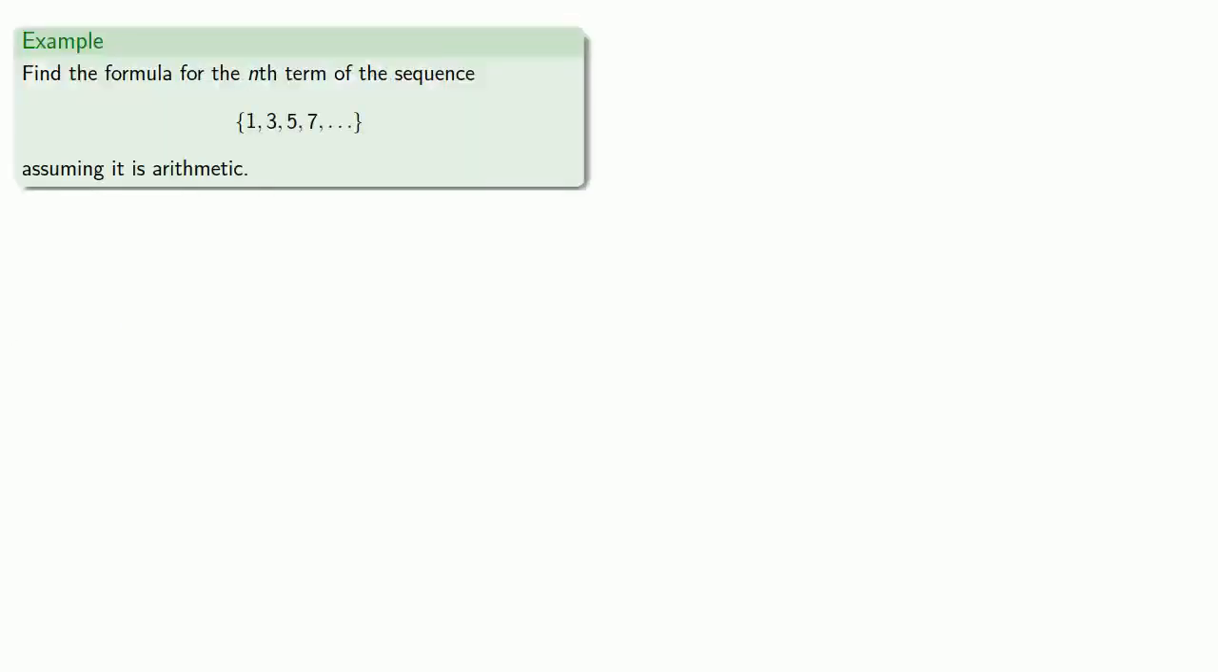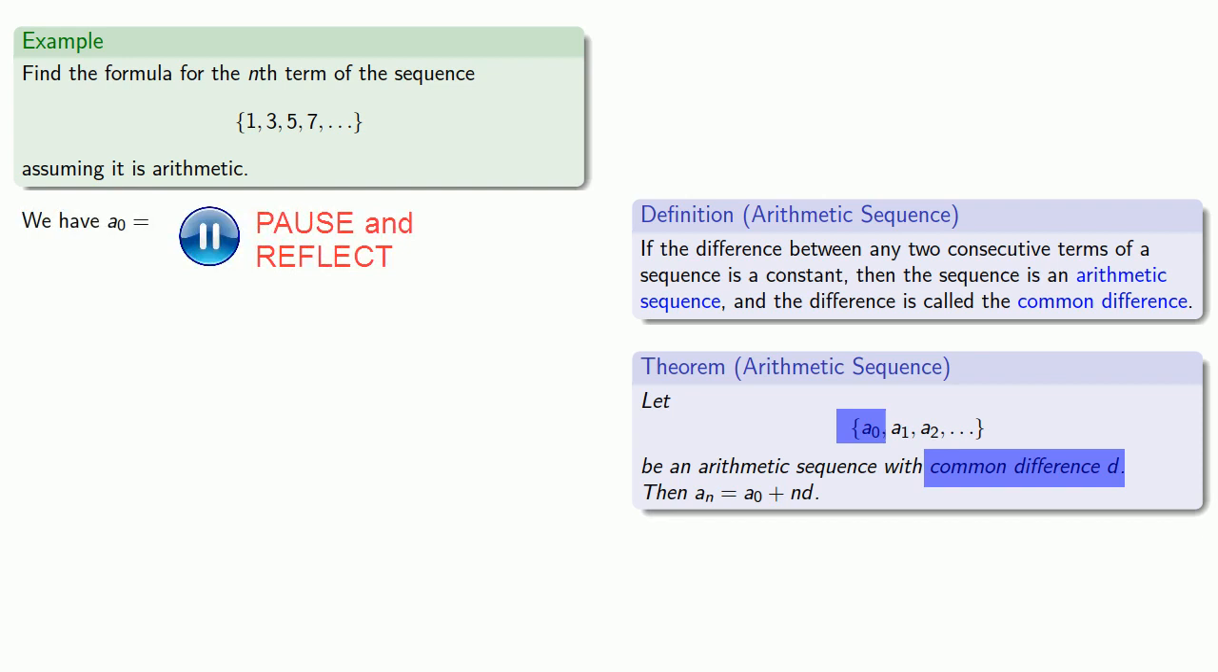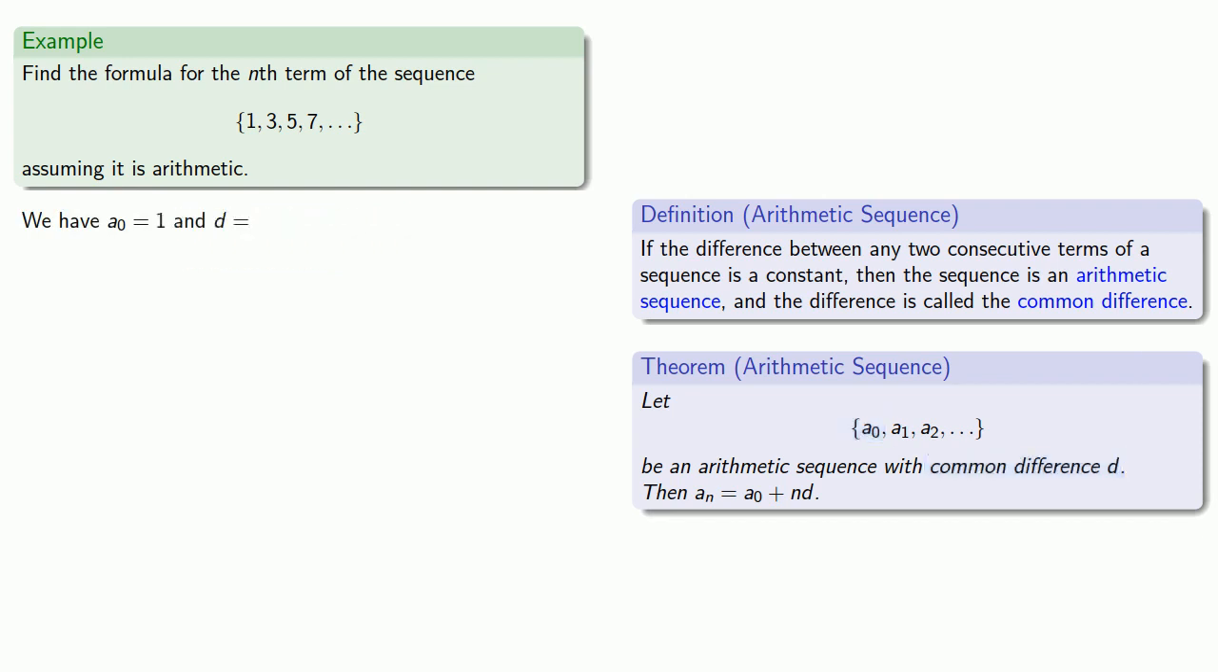So let's see if we can find the formula for the nth term of the sequence that starts 1, 3, 5, 7, assuming it is arithmetic. So if the sequence is arithmetic, then we need to know the initial term and the common difference. The initial term is easy. As for the common difference, because it's the same for all terms of the sequence, we could just find the difference between the first two terms.